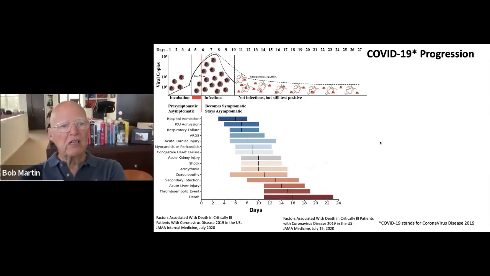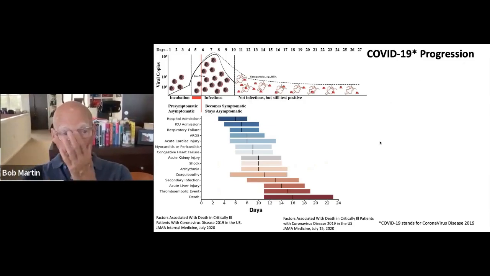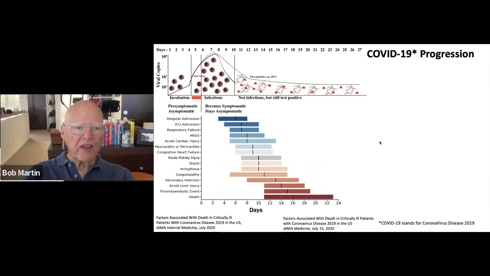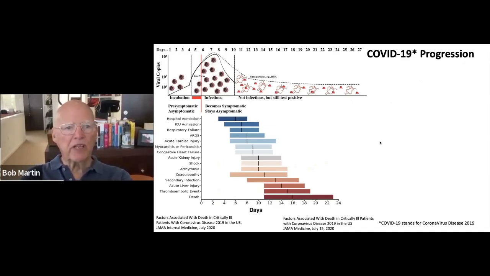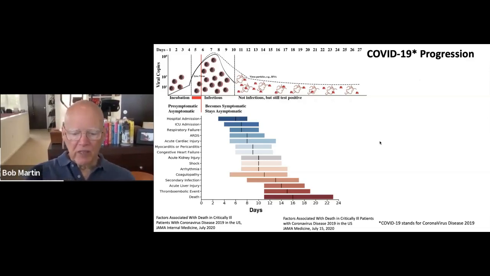I've covered this before, so a quick review. Across the top, there's a stage called incubation. That's before you become symptomatic. And then infectious can really start on about day 3. At about day 10, you're not infectious, but you'll still test positive. And you see the disease progression across the bottom. Death occurs in about day 11 to day 23.